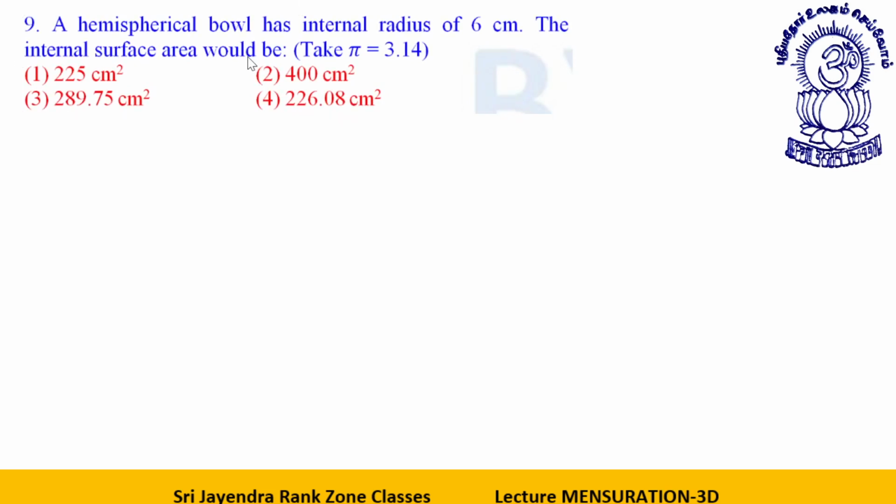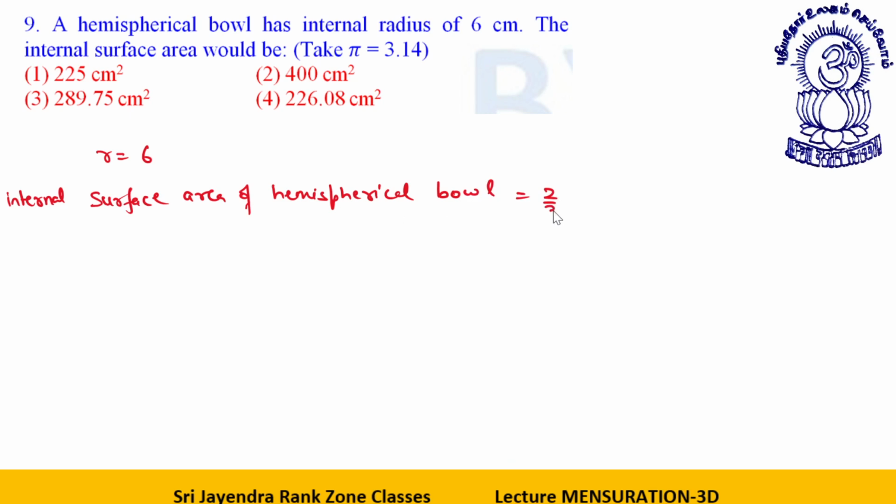A hemispherical bowl has an internal radius of 6 centimeter. The internal surface area would be, see, what is the r? r is 6. You have to find the internal surface area of the hemispherical bowl. That will be equal to 2 pi r square.